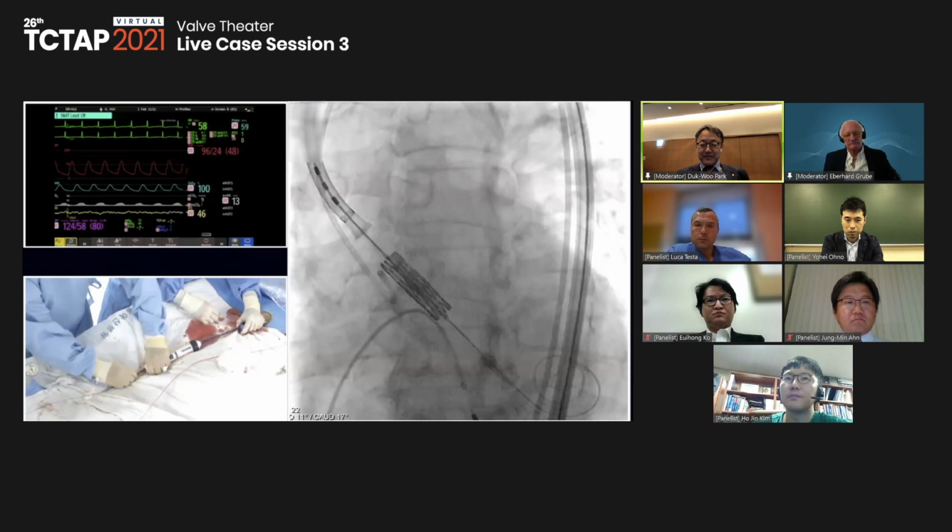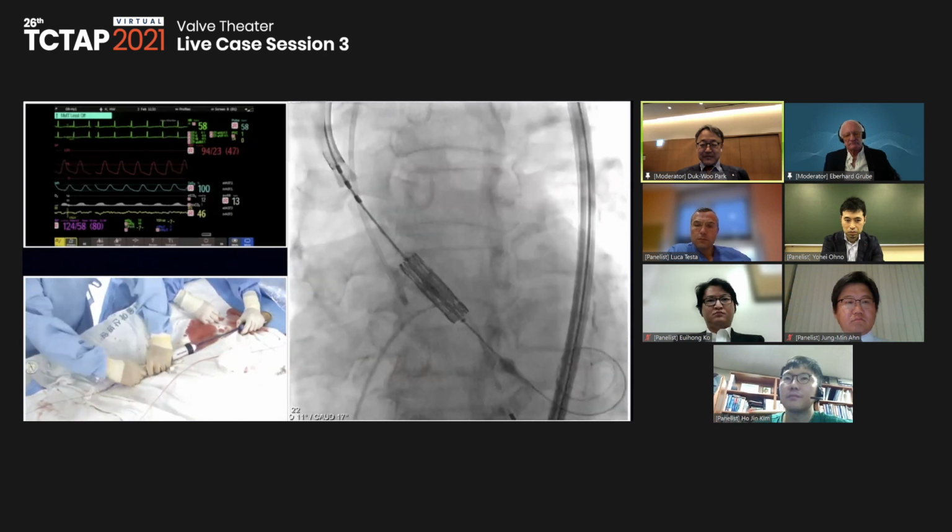Is to try to pull back the sheath over here.